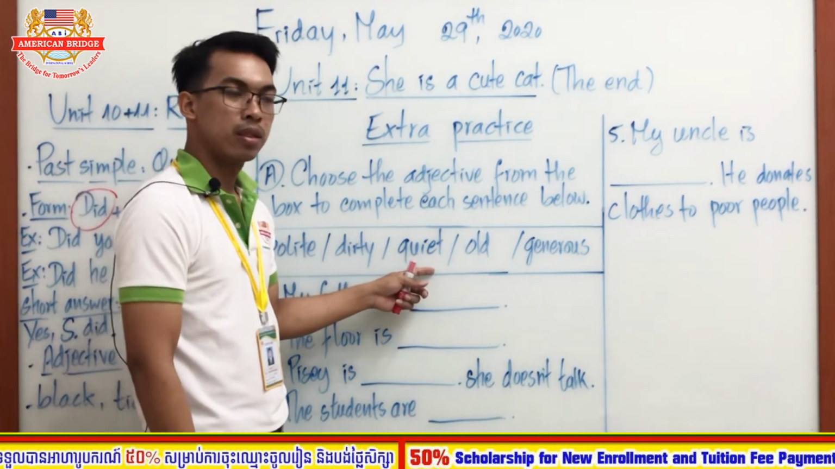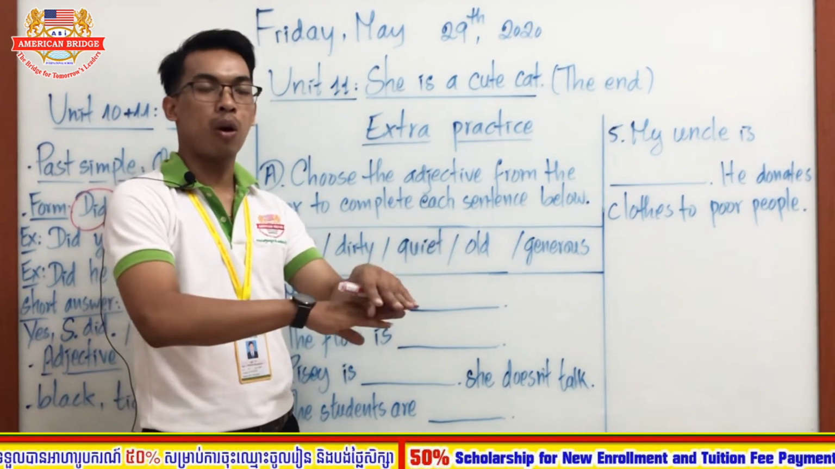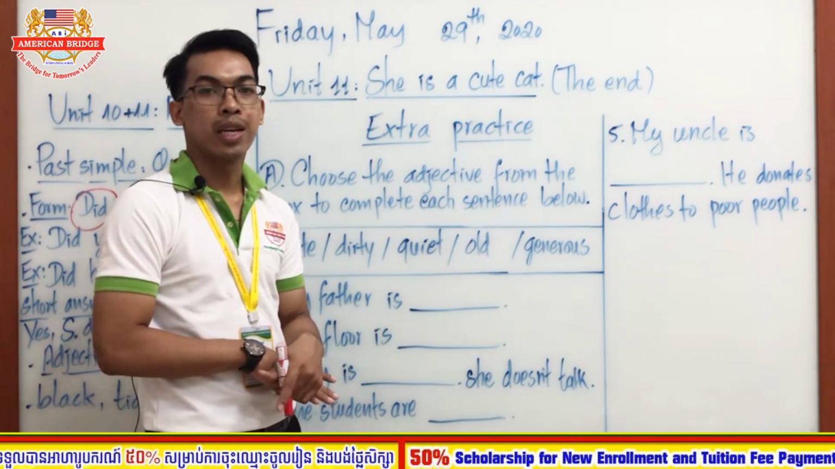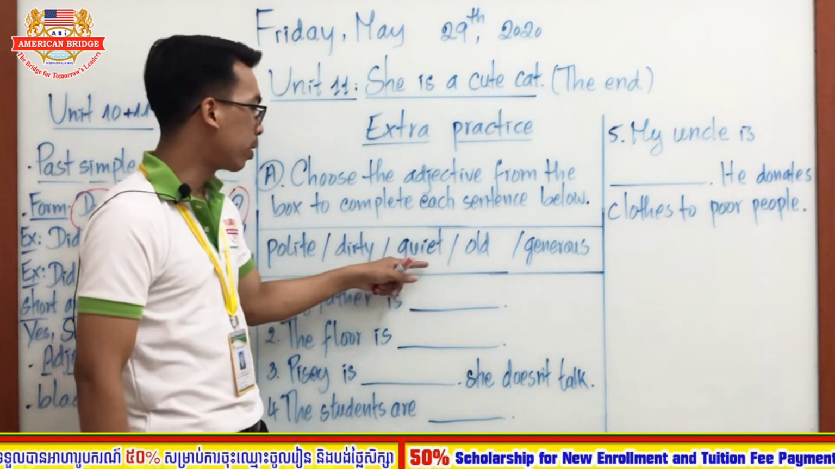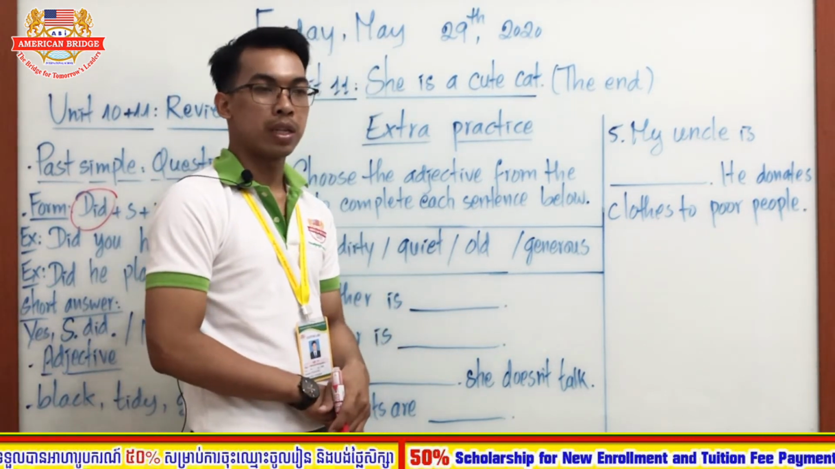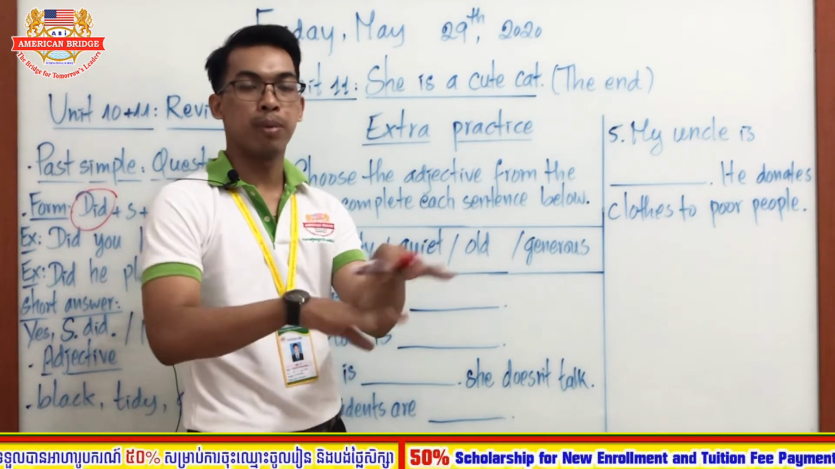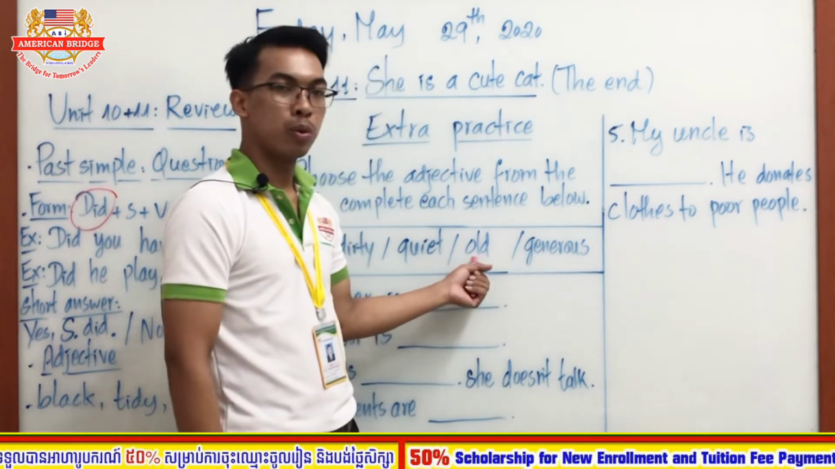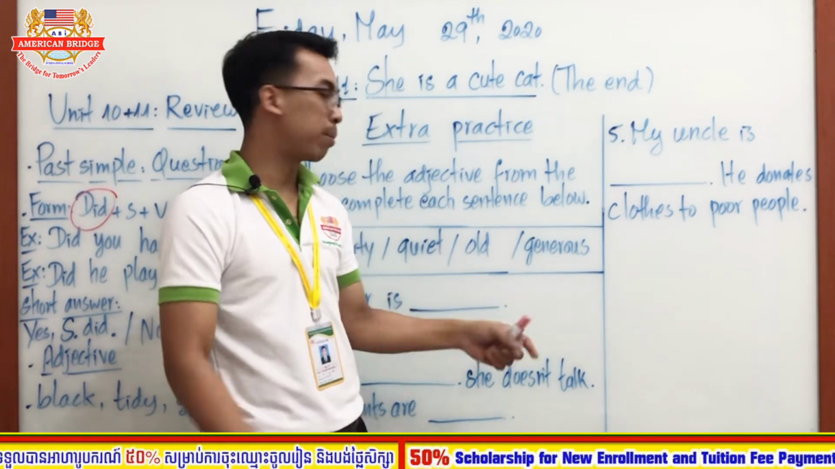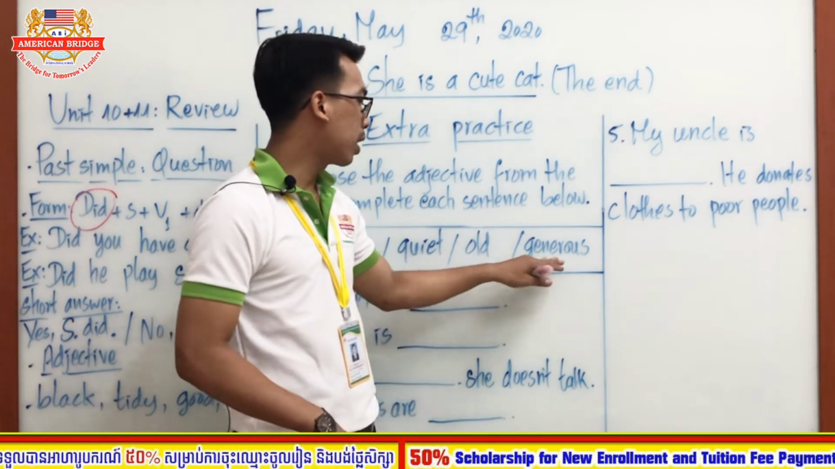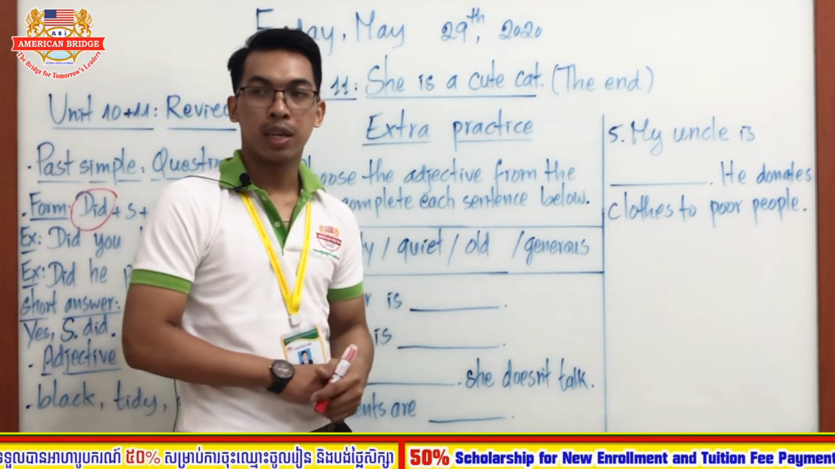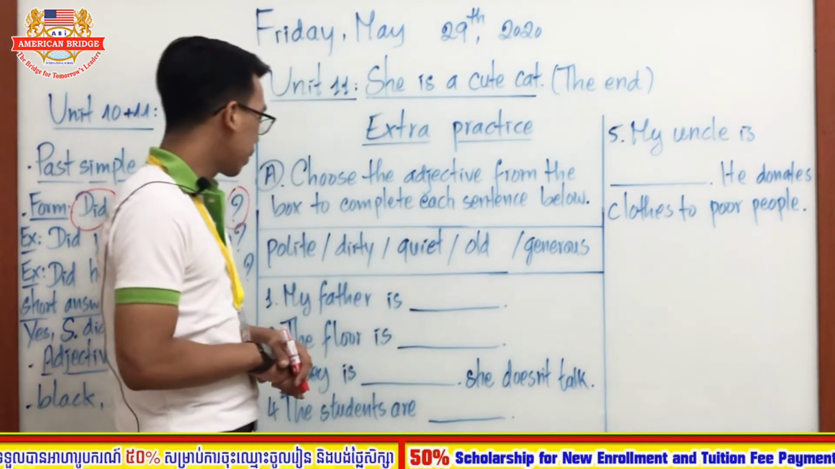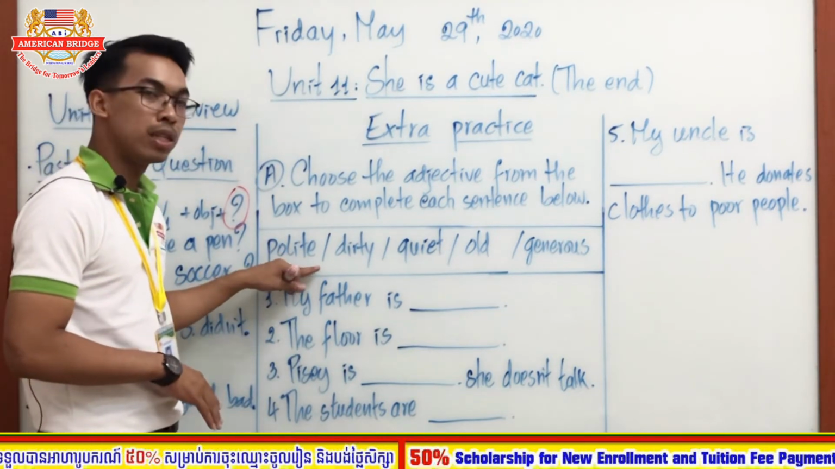Next, quiet. Quiet. You do not talk anything. So it means quiet, like in the silent sound. You got it, everyone? Good. Old. Old, we can say, refers to a thing or a person. If you use something for a long time, it becomes old. You got it? Good. So now let's move on to the last one. Generous. Generous, we can say, means kind. Good. So now you understand about these adjectives already.